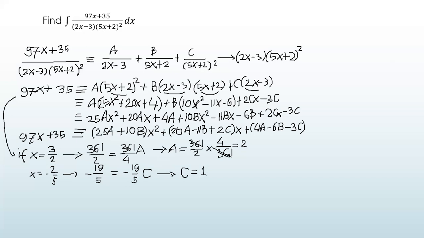Now let's calculate b. Based on equating coefficients, for x to the power 0: 4a minus 6b minus 3c equals 35.